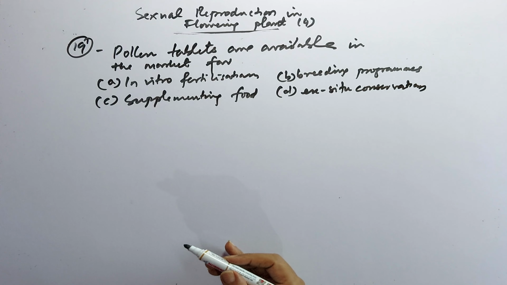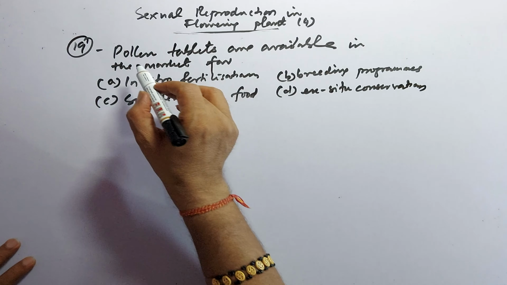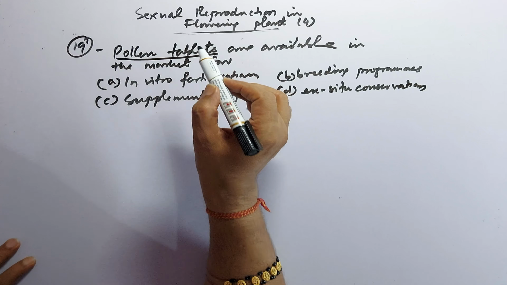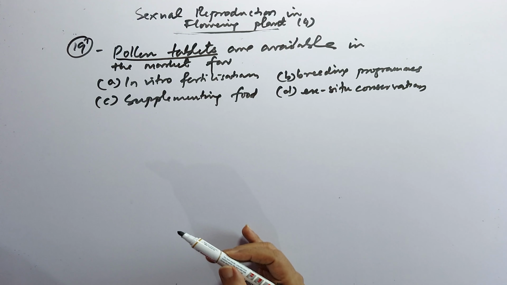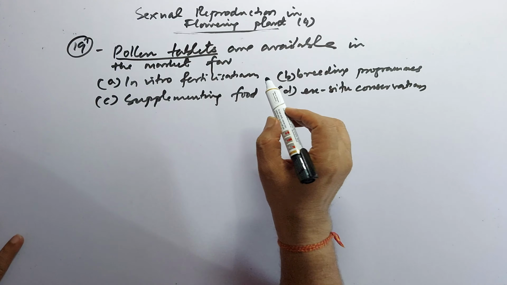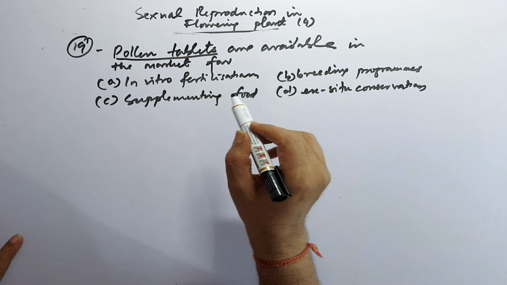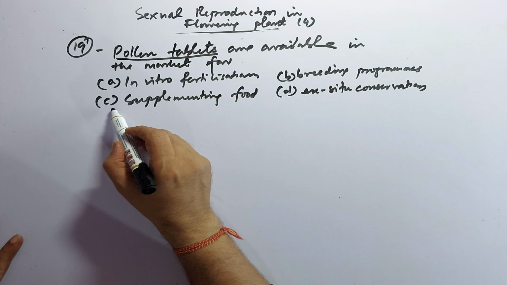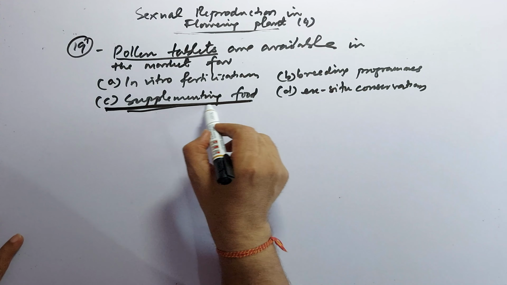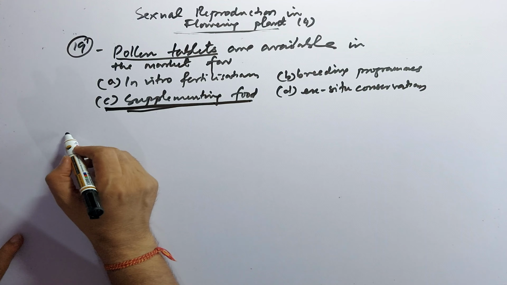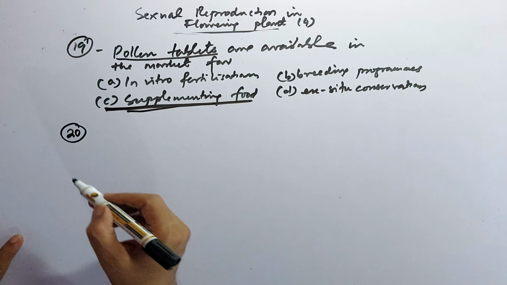So this is a direct question. Pollen tablets are very rich in energy, so the people who need more energy, particularly athletes, mainly use them. So this is a food supplement, and this is the correct answer. Then number 20, this is the last question.